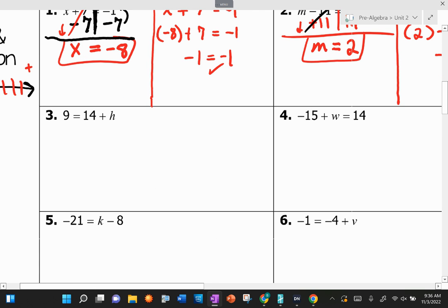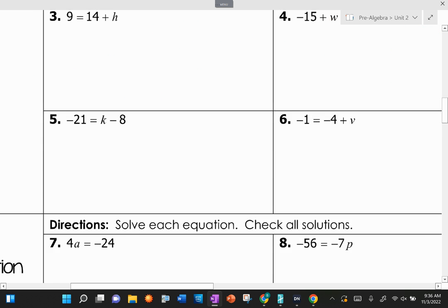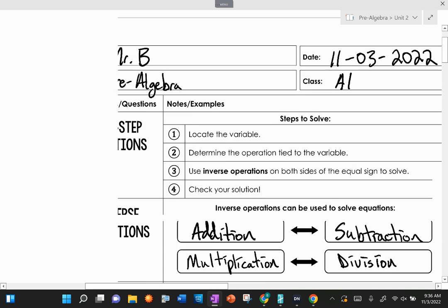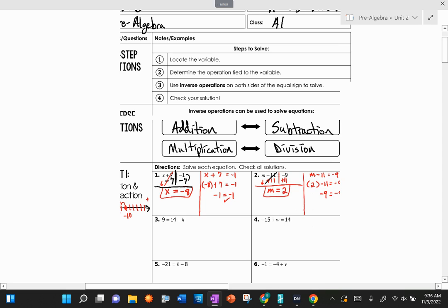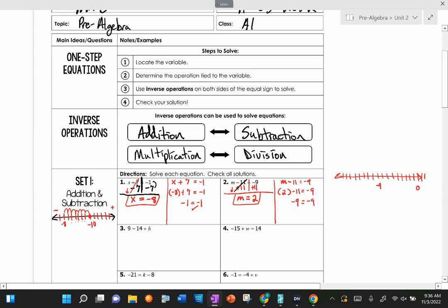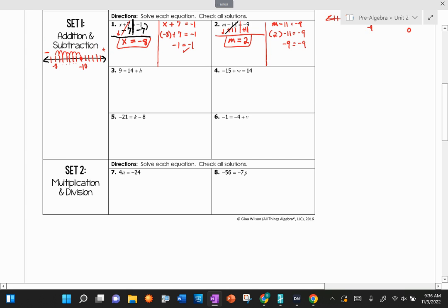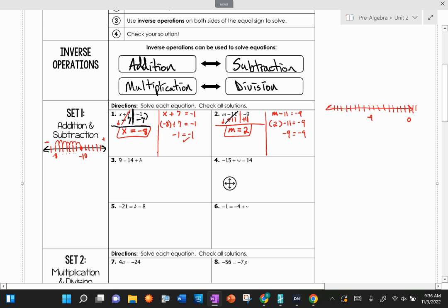Number 3, I would like for you to do. Stop jumping around. Okay, I would like for you to do 2 of 3, 4, 5, and 6. I don't care which 2 you do. Out of 3, 4, 5, and 6, I would like for you to do 2 of them. Yep.